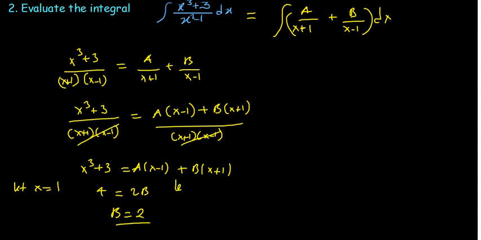If we let x be equal to negative 1, then negative 1 to the power 3 is negative 1, plus 3, that will be 2, and that will be equal to negative 1 here, that will be negative 2a, and then here that is going to be 0. So a is going to be negative 1.